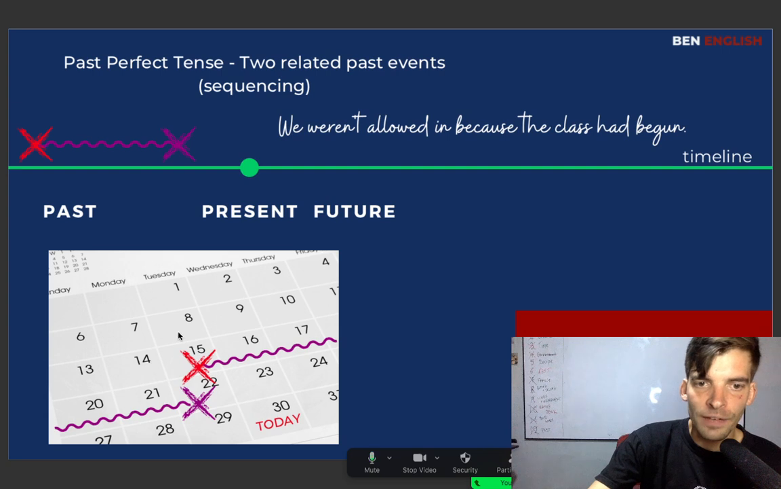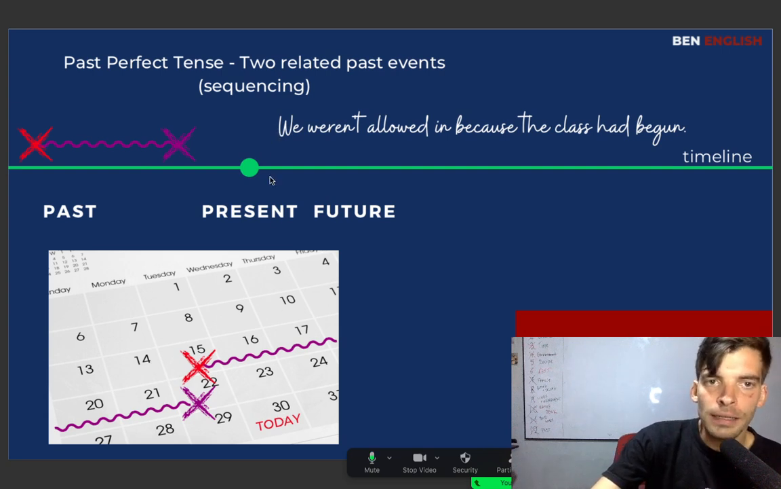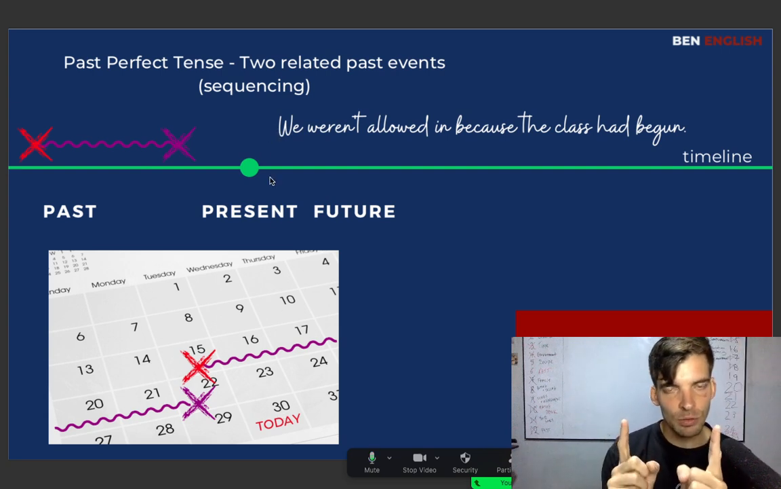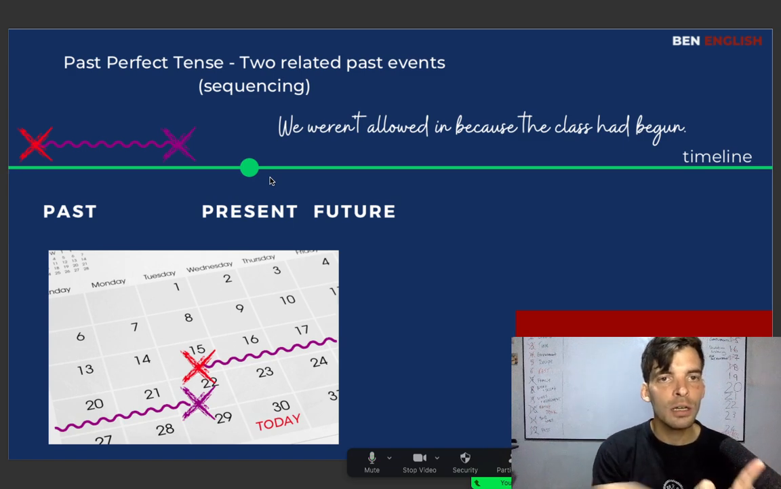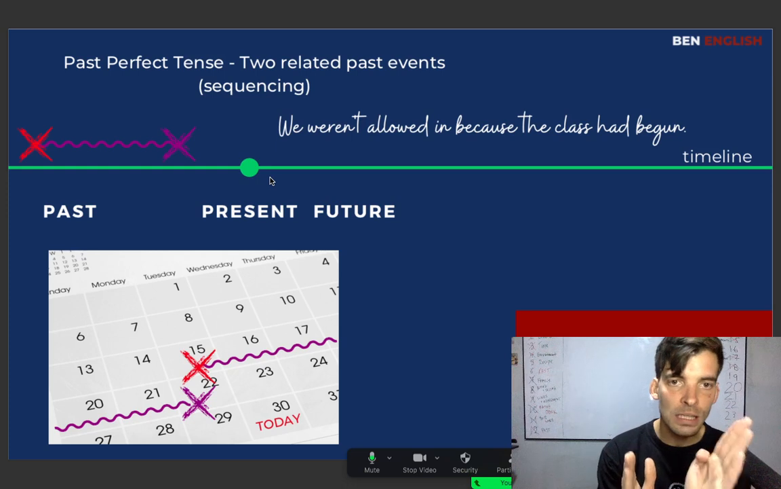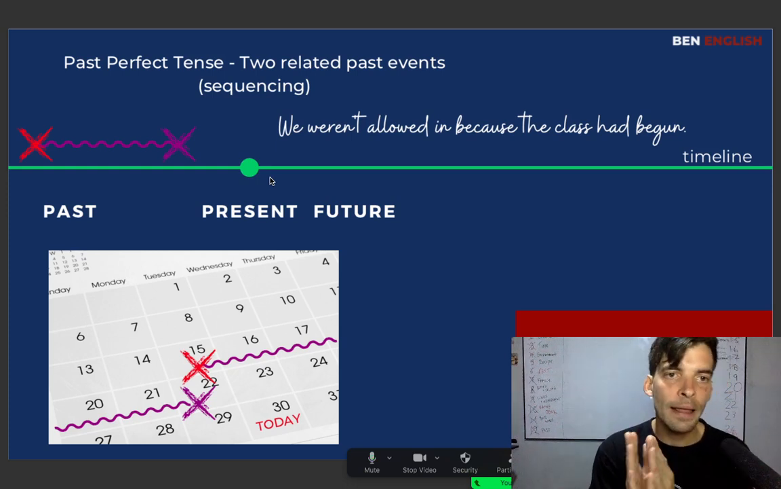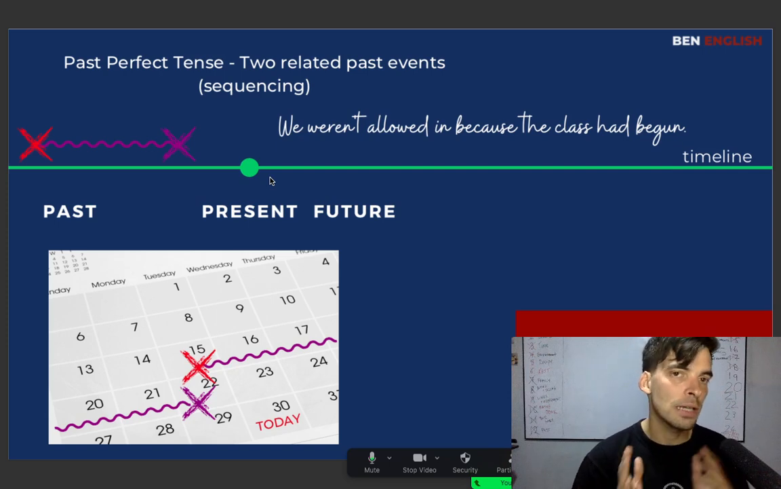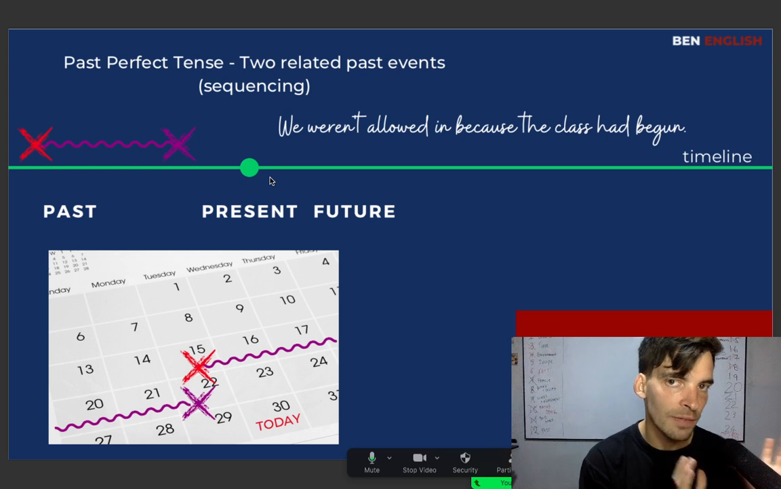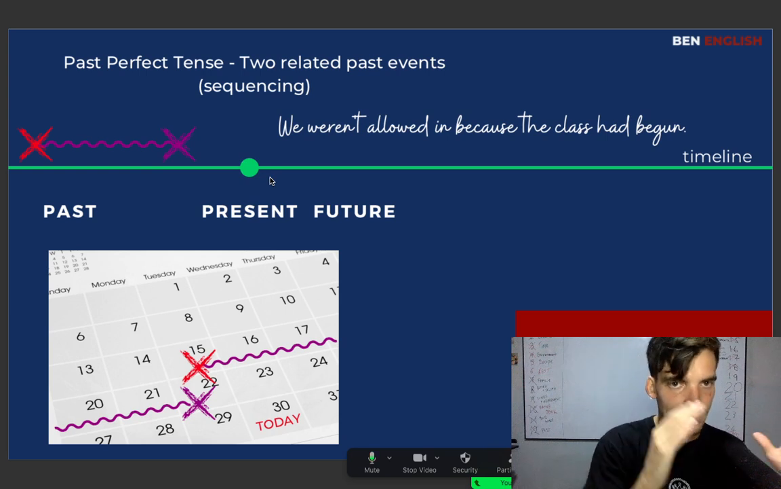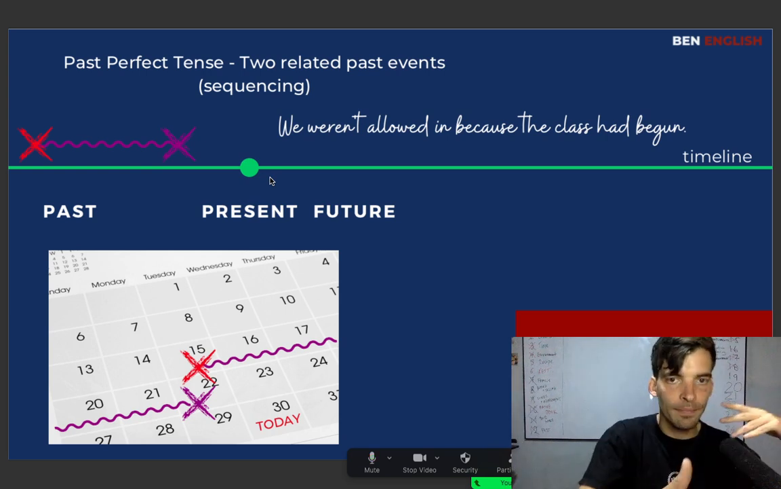The past perfect, okay, same thing. It's relating between two events, but now in the past. The present perfect was an event that started in the past and it continues to the present. And in this case, it's the past perfect tense. So it's two related past events. And you're basically doing it to sequence it, which one went first.